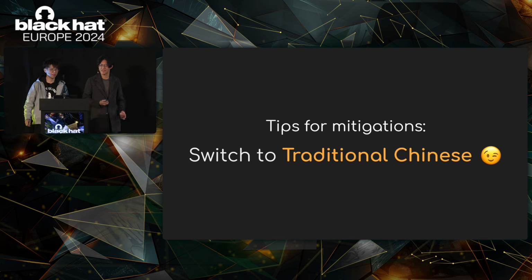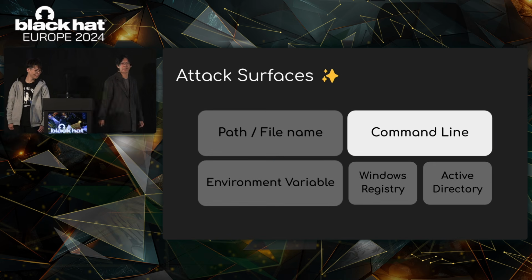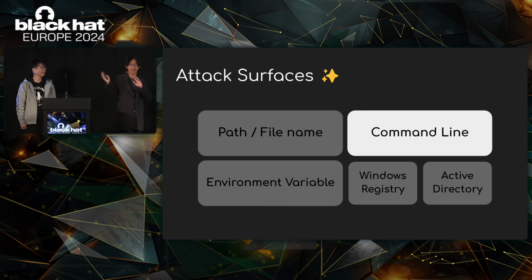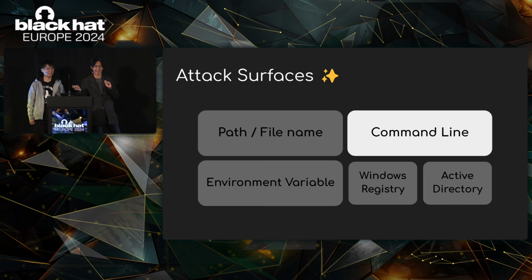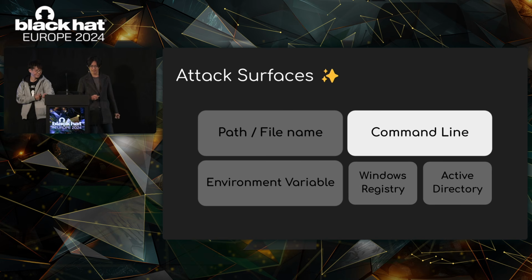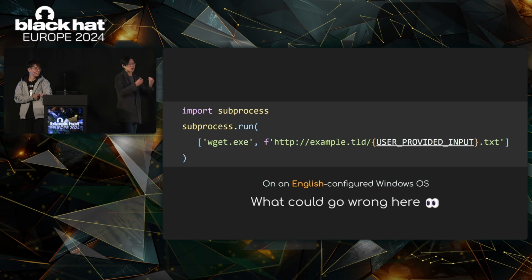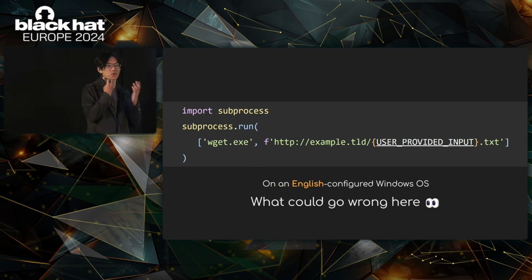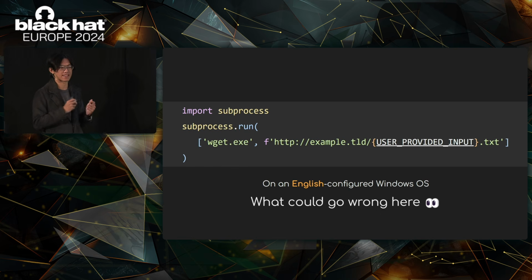OK, now we have finished the past part, and now we start to talk about WorstFit on the command line. Actually, we mentioned that earlier, which is the PHP CGI case. But actually, we can do more with the command line. And first, for this case, we have this. On an English configured Windows operating system, we have this Python script, which uses subprocess to run the wget executable. And only a small part of the argument is controllable. What could go wrong here?